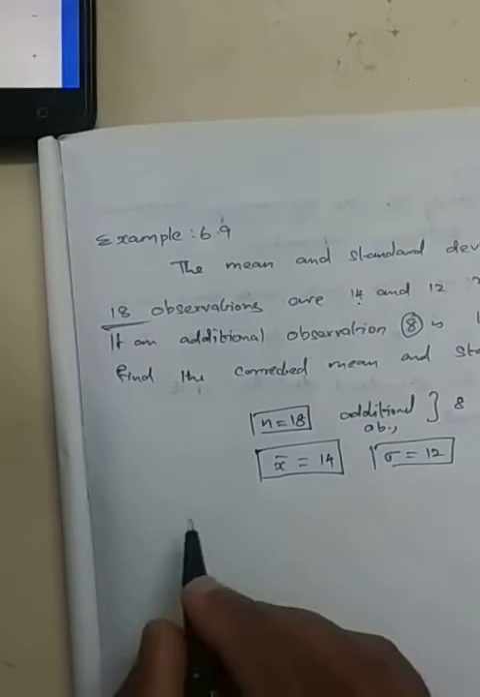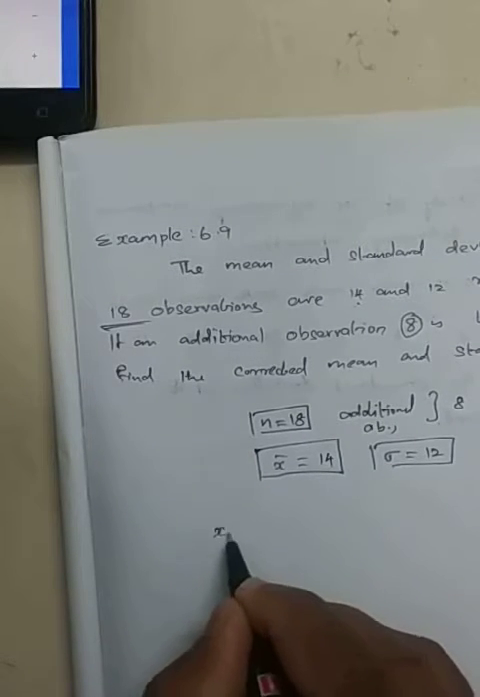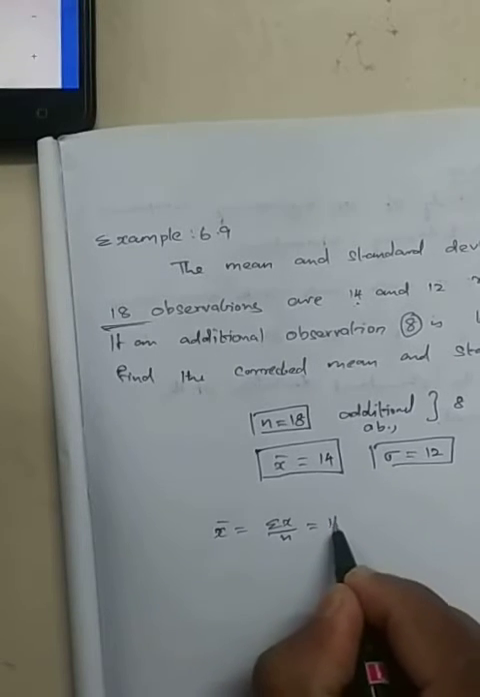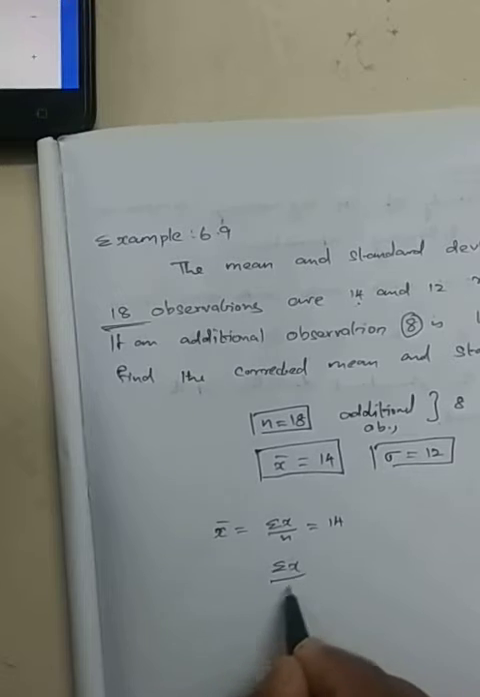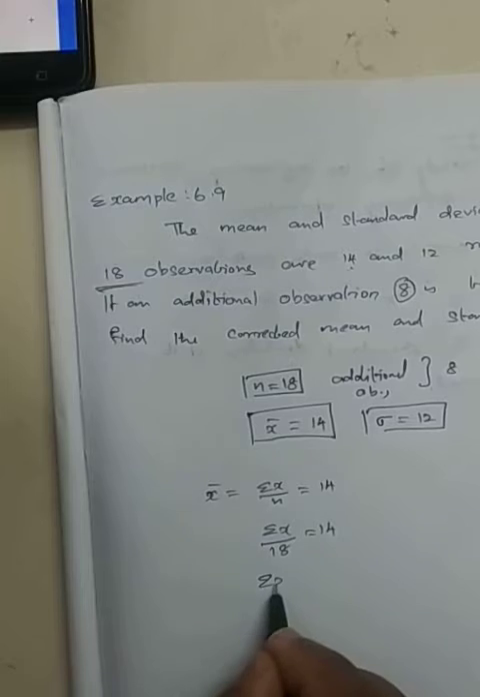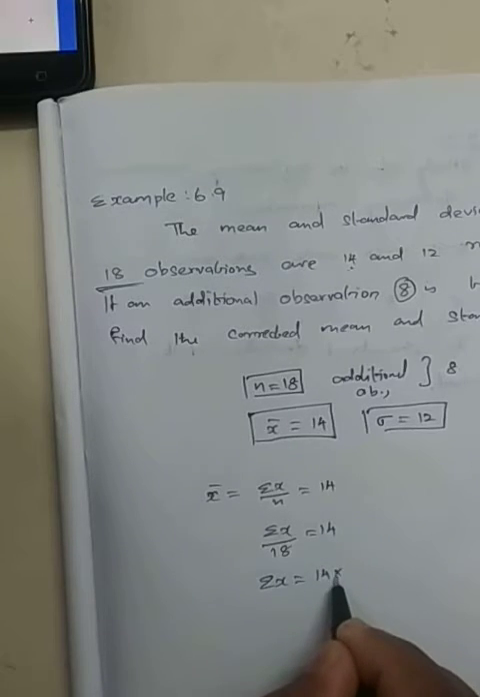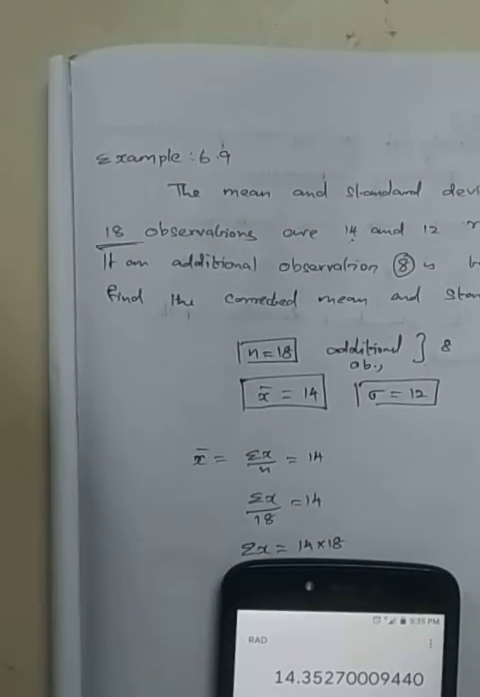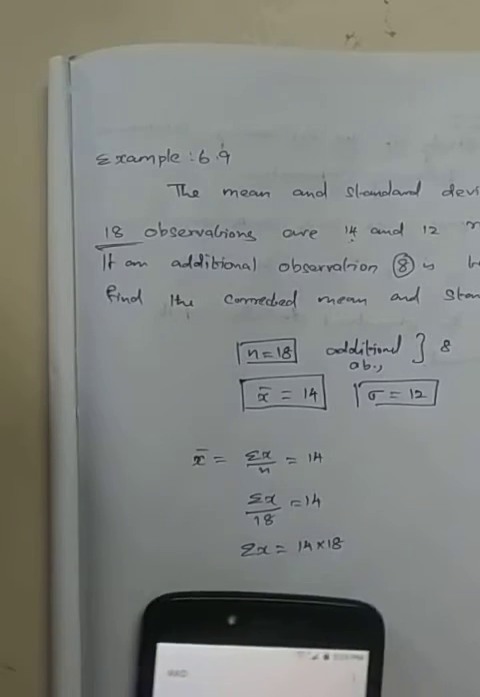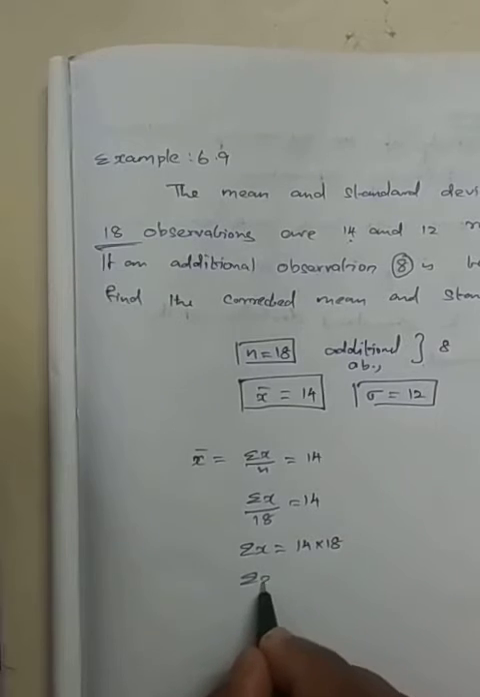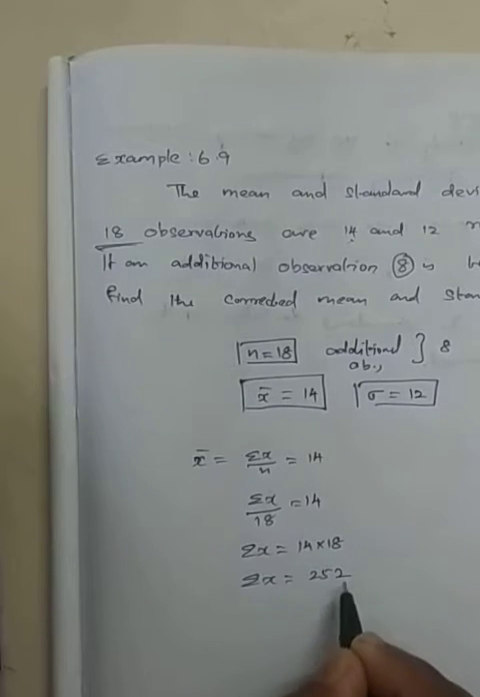So we have to find the formula. x bar is nothing but summation x by n, isn't it? They are saying 14. So summation x by 18 equals 14. Then summation x equals 14 into 18. I am using a calculator here. 14 into 18, we are getting 252. So summation x equals 252.